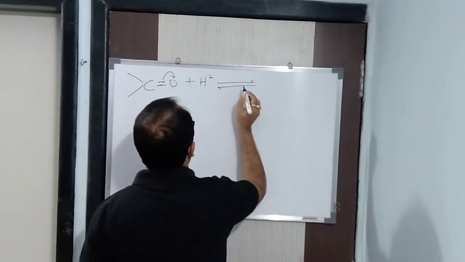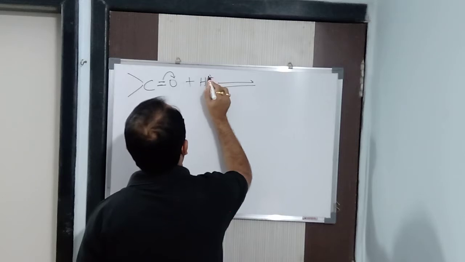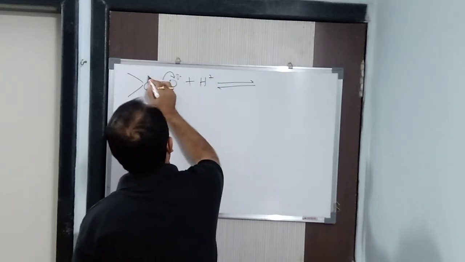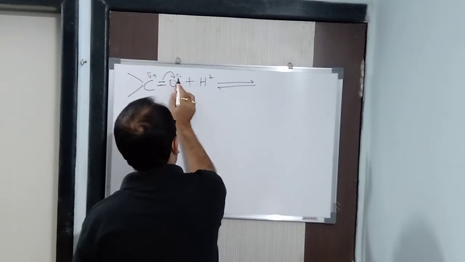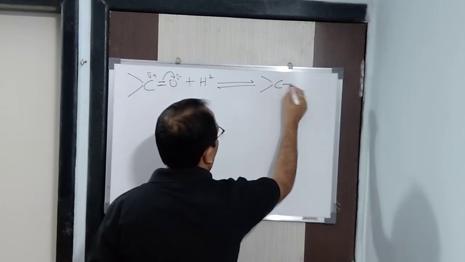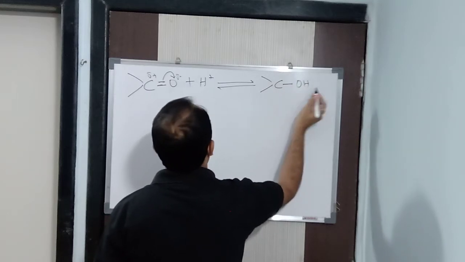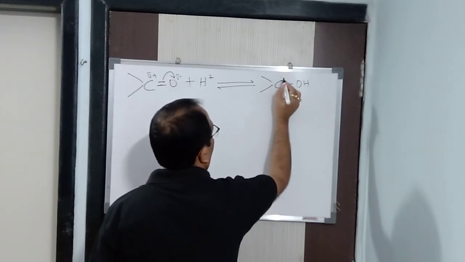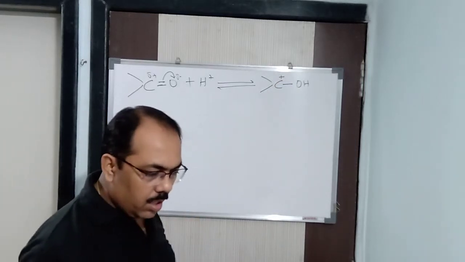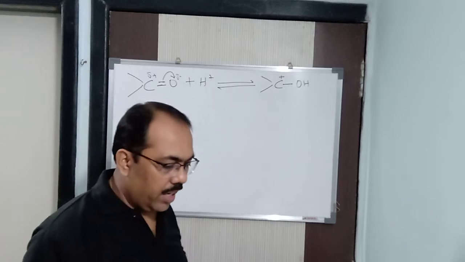So what is going to happen here? As the electrons are transferred, the oxygen becomes negative and the carbon becomes positive, definitely. So the H plus ion gets added to the oxygen. Hence what I get is C single bond OH, and here the carbon is positive. We get a carbocation.